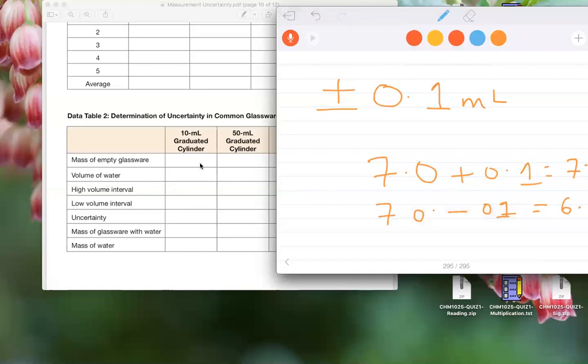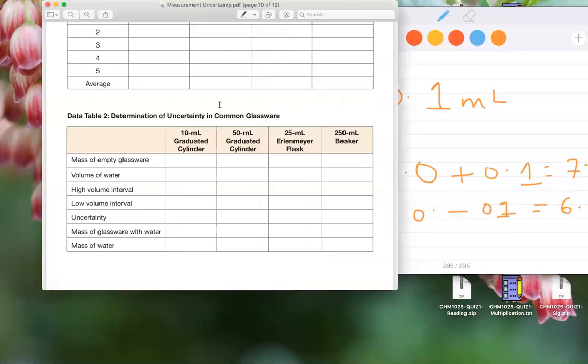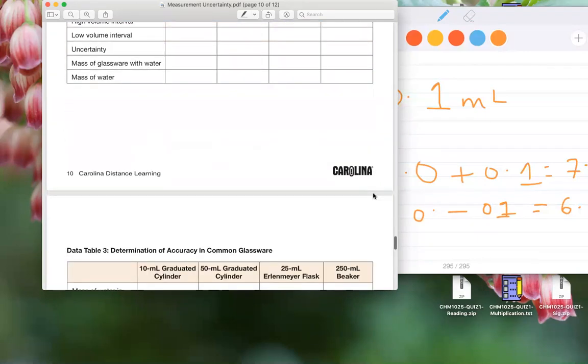Of course, you can get the mass of each one of them. I wanted to point out what this high volume interval means. Low volume is factoring in the uncertainty of each piece of glassware you're going to be using: 10 ml graduated cylinder, 50 ml graduated cylinder, 25, and the bigger flask. I don't know if that is feasible, but something similar to this. It looks like this. This is the flask you're going to be using to find the volume.